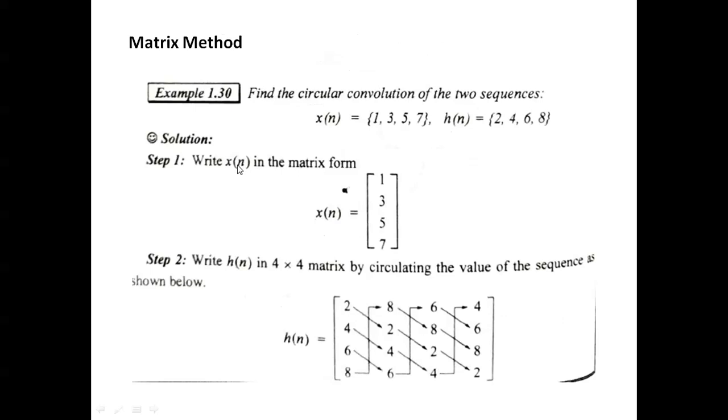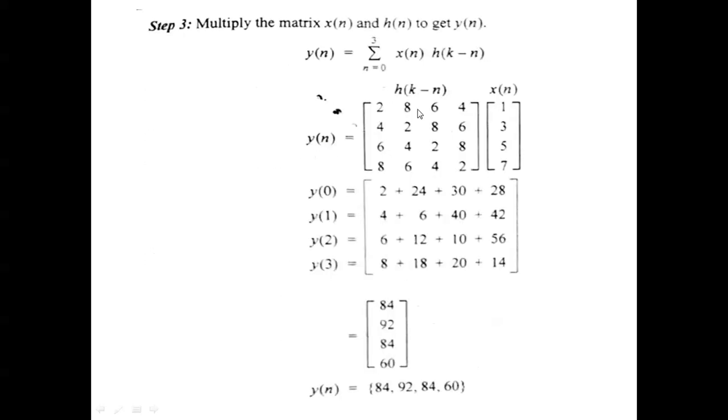Similarly, the matrix method. Here you take the first sequence values row-wise, and write the other sequence also row-wise, then put the last value on top and write the remaining values like this. Then again put the last value on top and write the remaining values, and so on, forming a matrix. Then you have to multiply it. This is the formula, the linear convolution formula: x of n h of (n minus k).